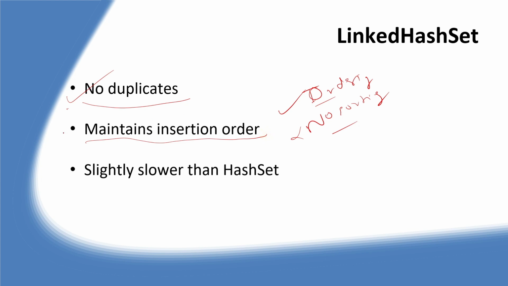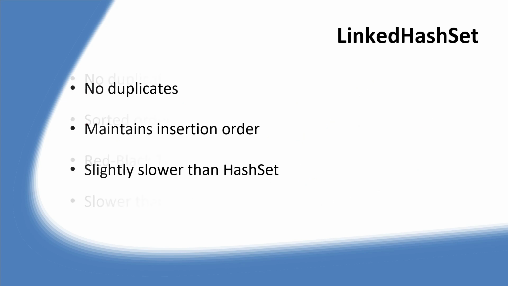It maintains the insertion order. That's why ordering is applicable for LinkedHashSet. The order you are inserting, it will remember. So let's say you insert 10, 20, and 30, and you retrieve the elements through LinkedHashSet, you will get them in the same order, that is 10, 20, and 30. It is slightly slower than HashSet. LinkedHashSet maintains the insertion order of elements while still preventing duplicates. It's useful when you need predictable iteration order.